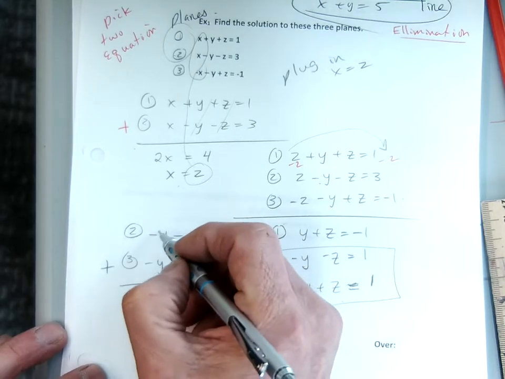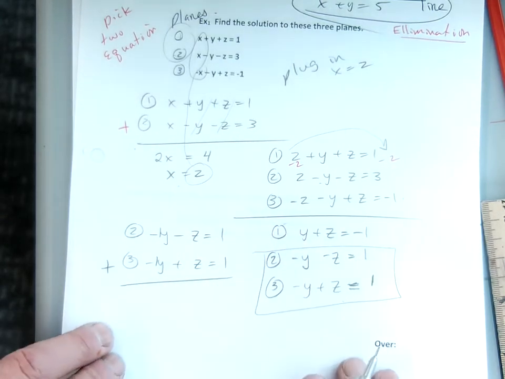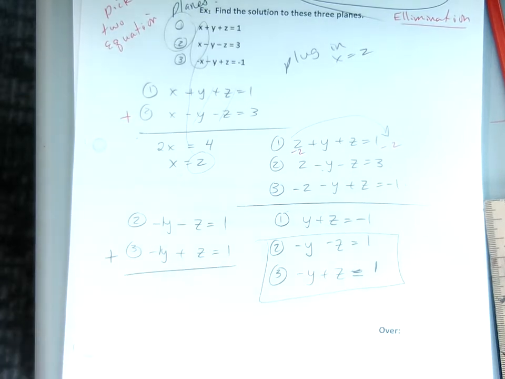So that's like a negative 1y and negative 1y. Am I going too fast? Yeah. Okay, I'll slow down for you, okay?